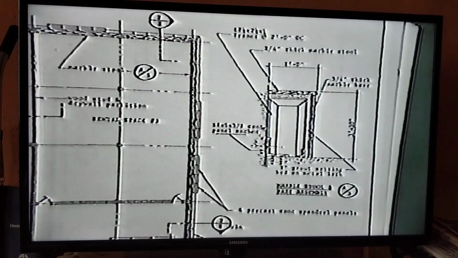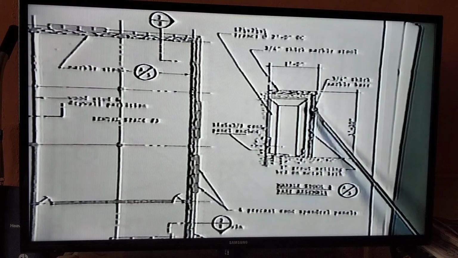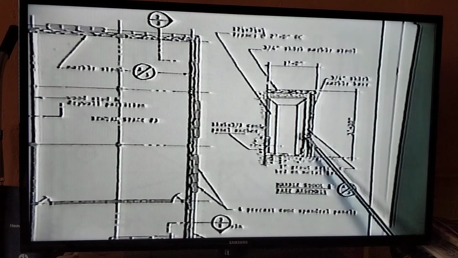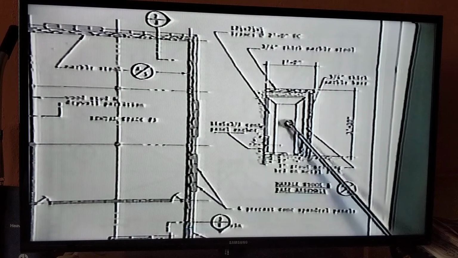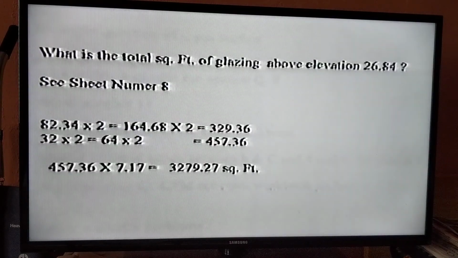The other detail that's on this sheet is a detail about that marble stool assembly that we talked about when we were trying to find the area of the windows for purposes of glazing. Now what I'd like you to do is stop the video and tell me what the total square foot of all the glazing is above elevation 2684. When you start hunting for this, you're going to realize that they don't make it easy for you to find either the length or the height of this glass.